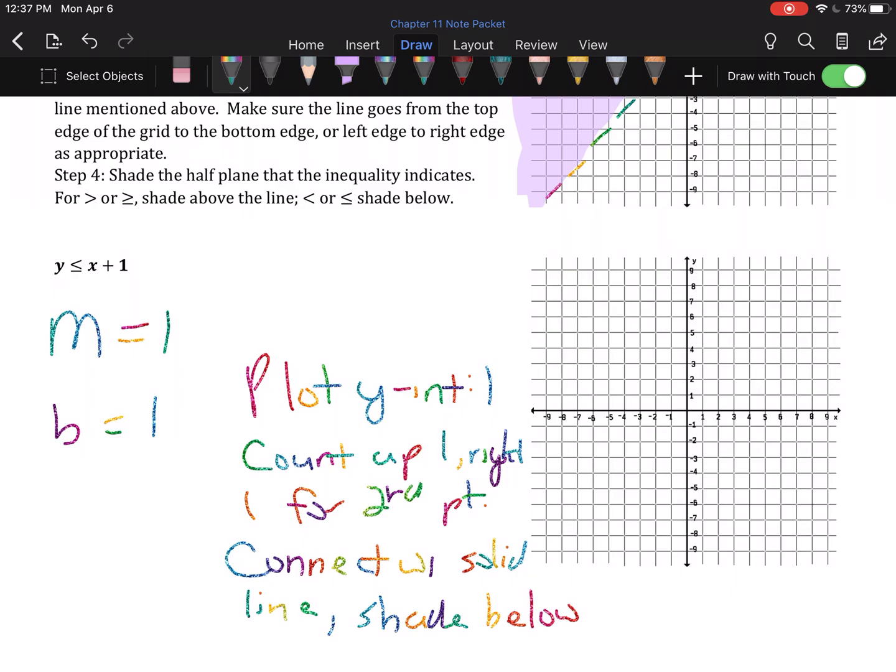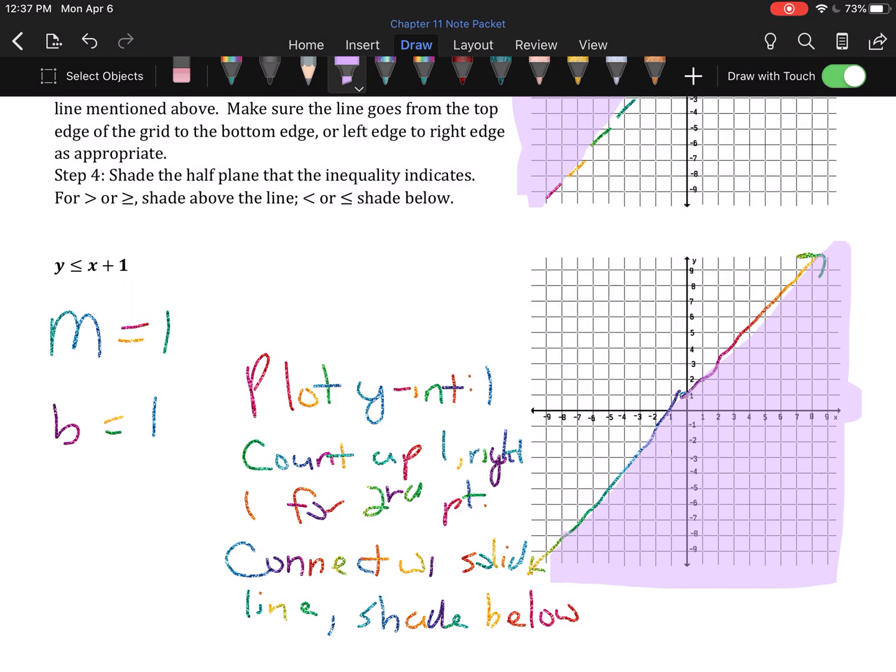Now, can we actually do that? Am I going to do that so you can see it? Yes, I am. So plot the y-intercept at 1. There we go. Count up 1 and right 1. There we go. Connect them with a solid line as best I can. It's not the greatest line in the world, but it'll do. And shade below. Am I going to mark it wrong if every little pixel isn't properly colored in? Of course not. So long as it's obvious where you meant the shading to be, you're going to be fine.